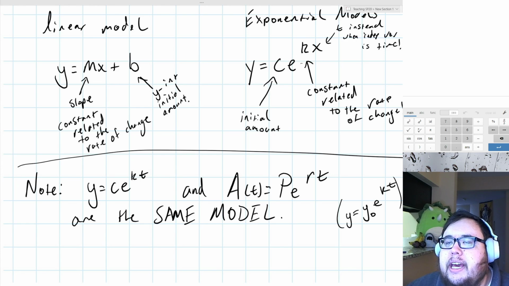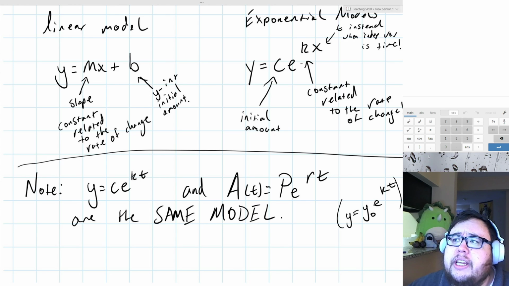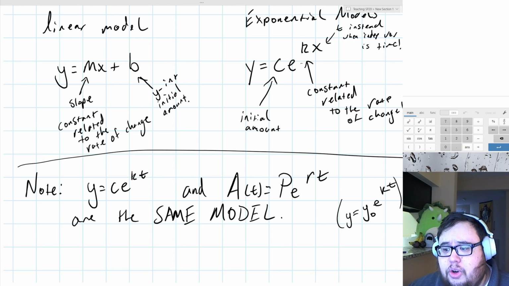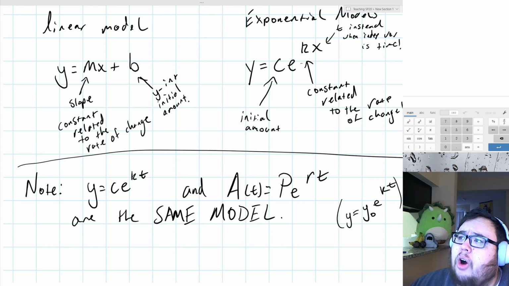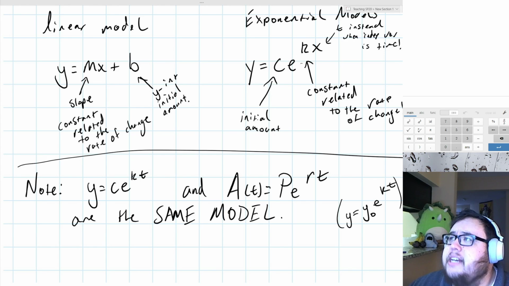I like c e to the kt. It's the form that you will most commonly find when actually running into these naturally in mathematics. I will refer to P e to the rt when we're talking about compound interest, and c e to the kt in every other situation. But these are not two separate formulas. They're the exact same formula, okay? For continuously compounding interest, that P is your principal amount. It's the initial amount that you started with in your account, right? And that r is your APR as a decimal. It's some constant related to the rate of change.